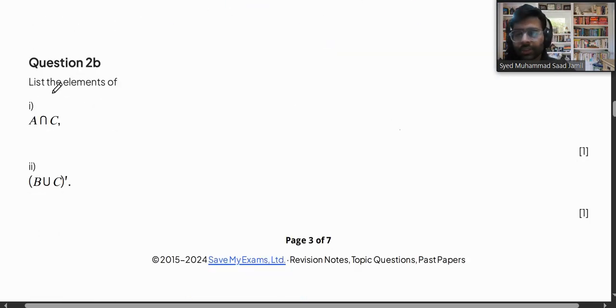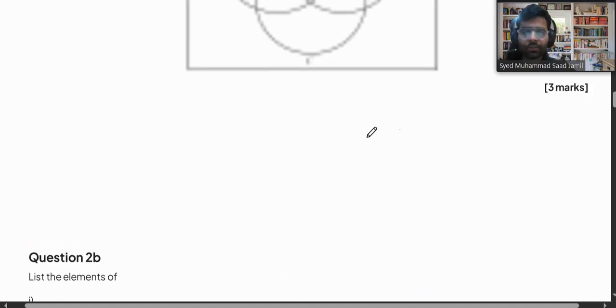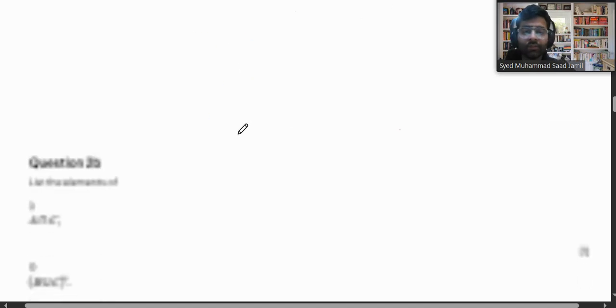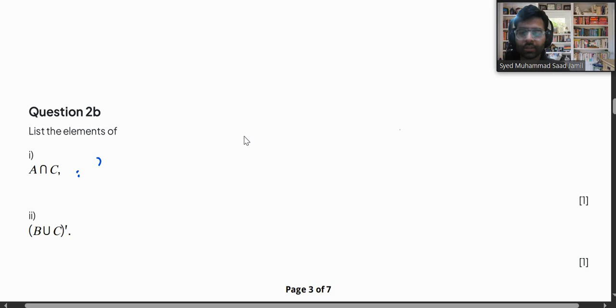Now question 2B said list the elements of A intersection C. Alright. So first of all, let me write down A and C for you. Or you do not even need to write down A, just look at this diagram. What is common in A and C? 41, 43, 47. So you will write 41, 43, 47.